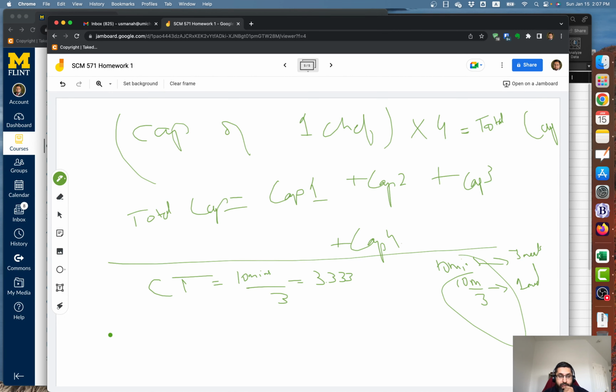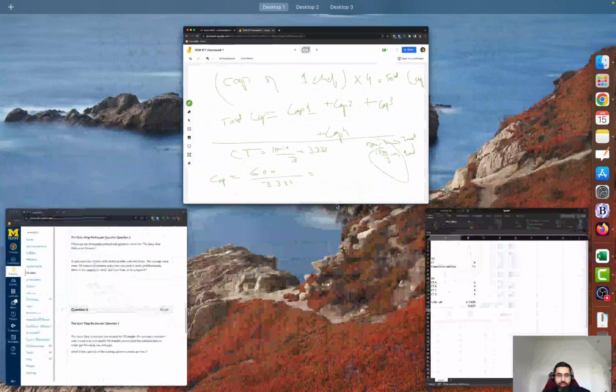If this is the cycle time, what is the capacity in meals per hour? Because it's per hour, you take 60 minutes, you divide them by the cycle time for the chef, which is 3.3333, and that will give you the capacity of one chef. You multiply that by 4, you get the total capacity. So let's do this in Excel.